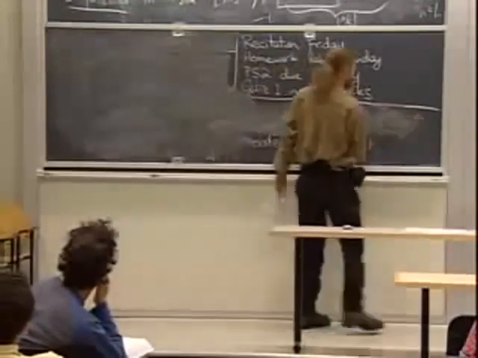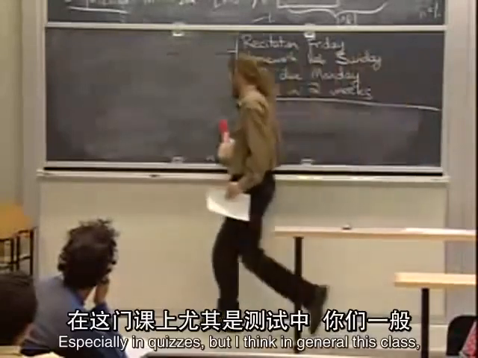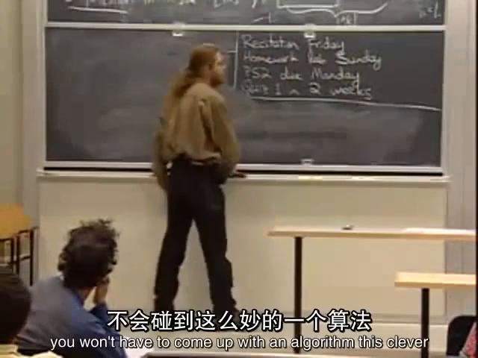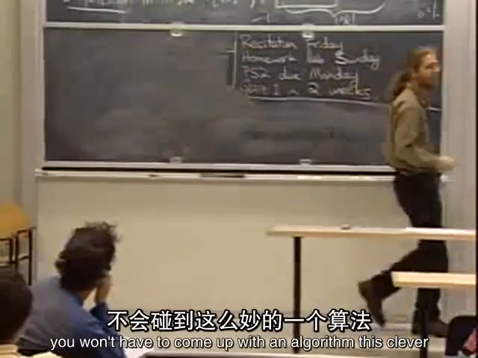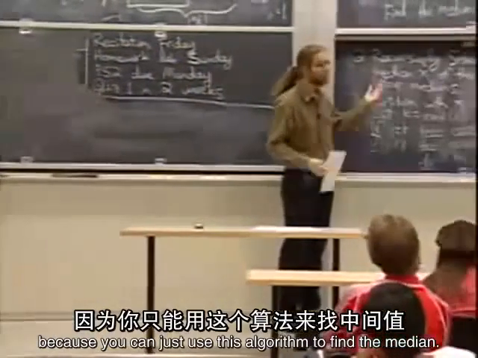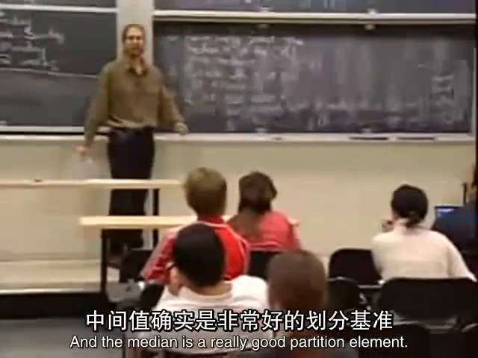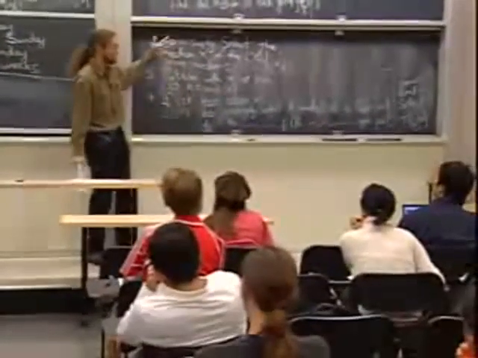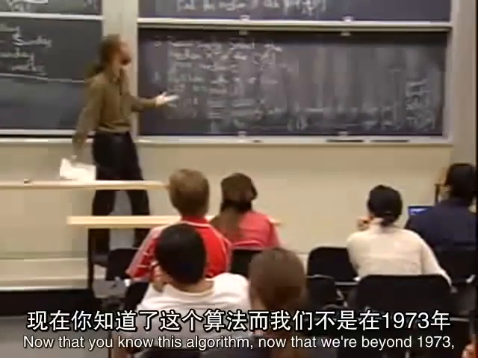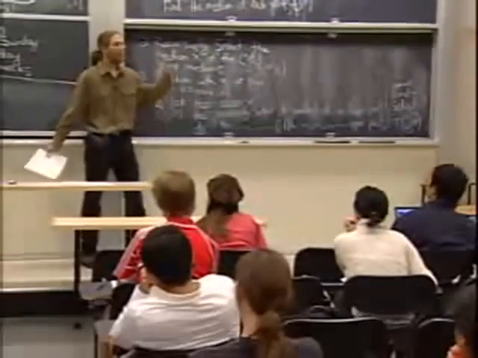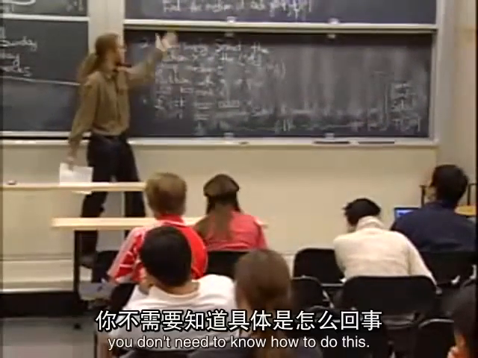Okay, you won't, especially in quizzes, but I think in general in this class, you won't have to come up with an algorithm this clever, because you can just use this algorithm to find the median. And the median is a really good partition element. So now that you know this algorithm, now that we're beyond 1973, you don't need to know how to do this.